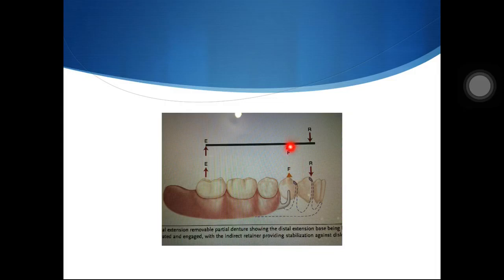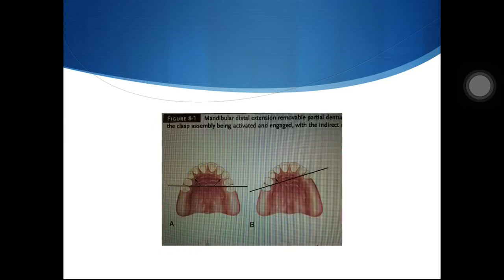So this is the fulcrum, this is the effort arm. We know that the longer the resistance arm, more effort will be required to overcome this resistance arm and move the denture. So more distance, more effort will be required. Otherwise, more amount of force will be required to lift the denture.